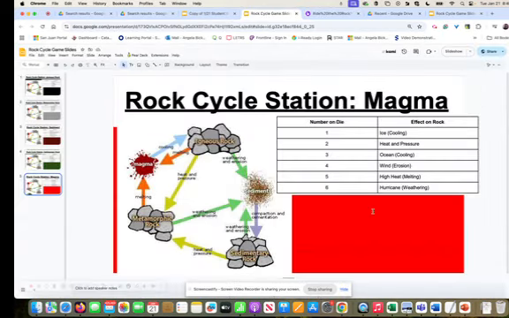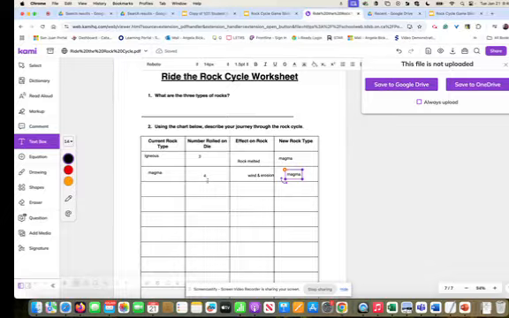I'm going to roll again, and I roll a 1. A 1 says the magma experienced ice and cooling. Go over to this chart. If the magma cools, it becomes igneous rock. So magma, and then cooled and became igneous.